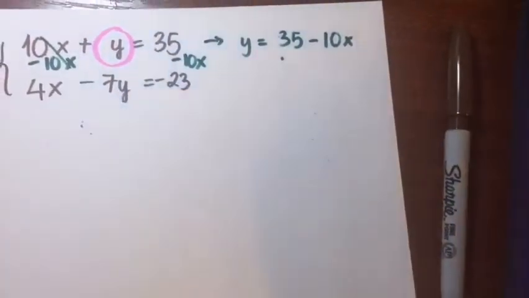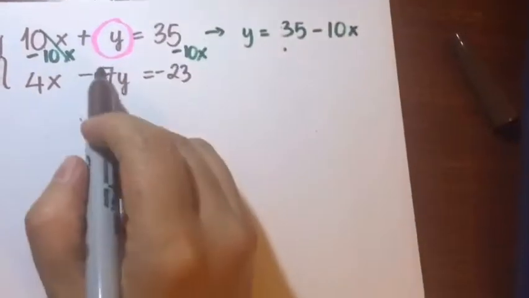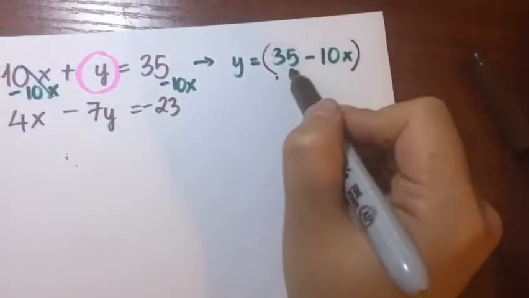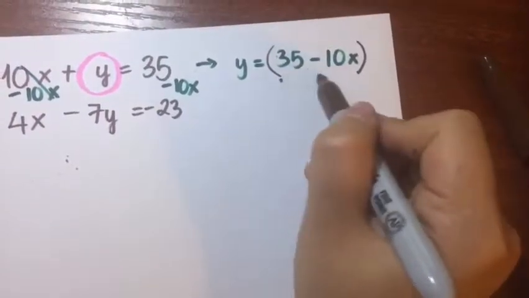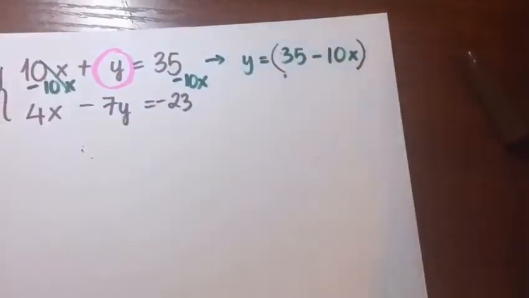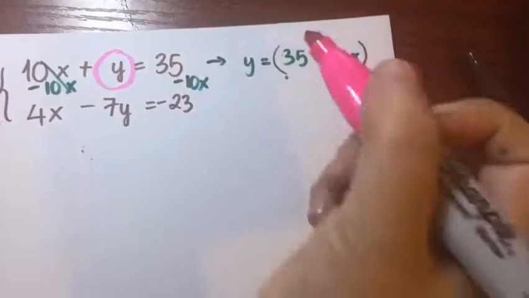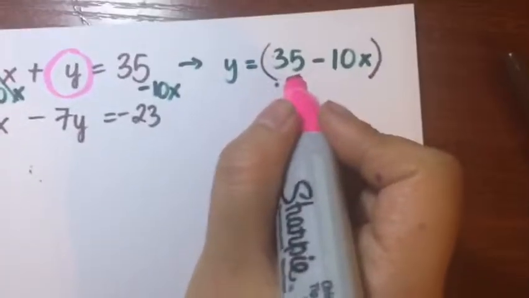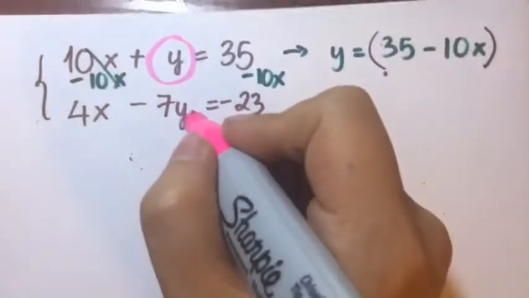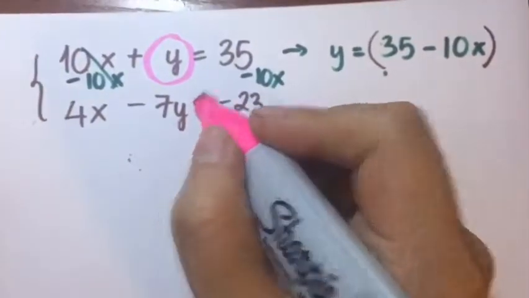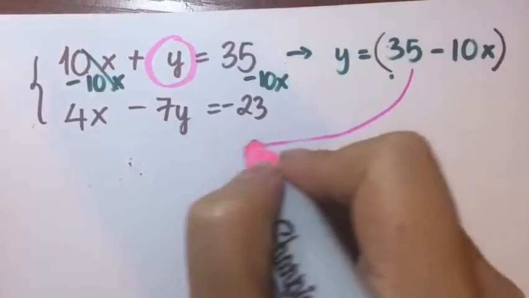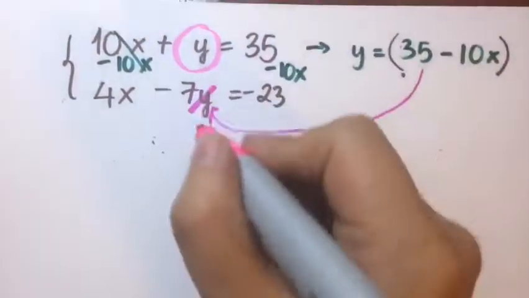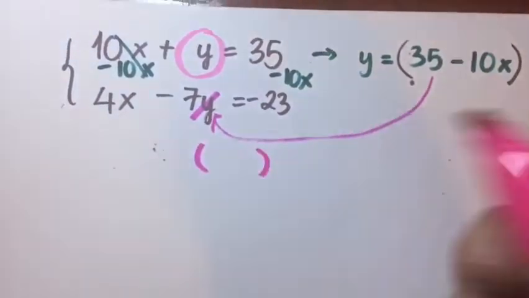Okay, next, since we rewrote the first equation in this form, we're going to use this expression, 35 minus 10x, and substitute it into the other equation. So here y is being replaced by 35 minus 10x. Going to the second equation, whenever I see y right here, I'm going to replace it by that. That means the y is no longer there. The y will be replaced by the parentheses.